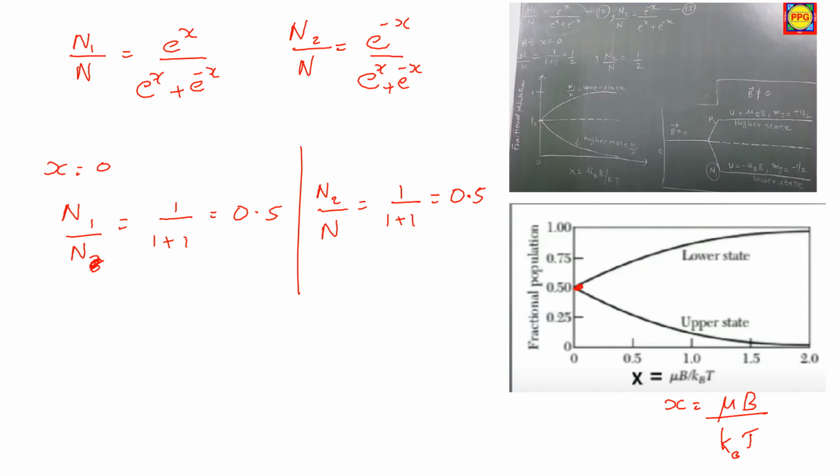But as the x value increases, we can see that the lower level has e to the power plus x. Therefore, as the x value increases, the fractional population in the lower state increases. At the same time, the fractional population in the higher state is e to the power minus x, so as x increases, the fractional population in the upper state decreases, and the plot will be like this, as shown in the diagram.